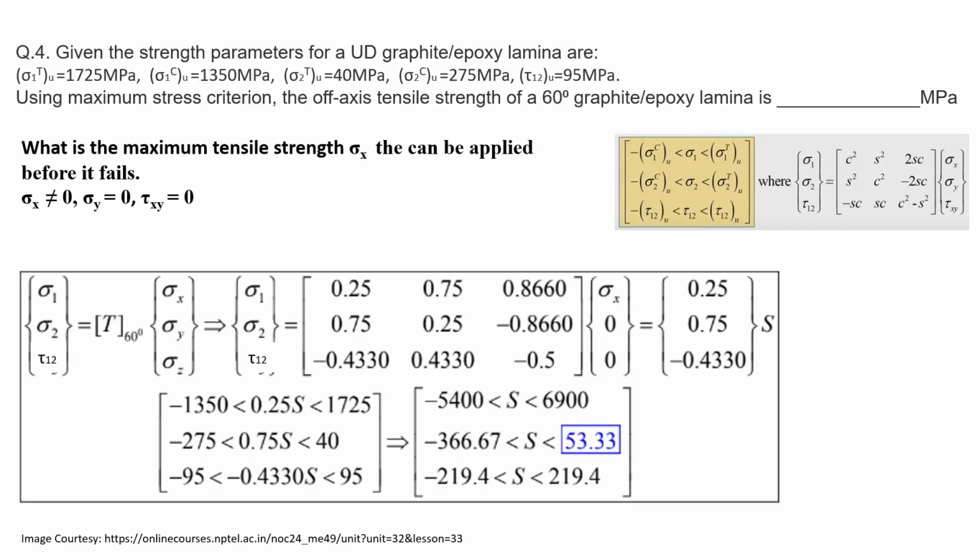Next question, question number 4: given the strength parameters for a UD graphite epoxy lamina, the values are given. Using the maximum stress criteria, the off-axis tensile strength of a 60-degree graphite epoxy lamina is, and we have to find the value in megapascal. Here we have to use the maximum stress failure criteria and find the off-axis tensile strength.